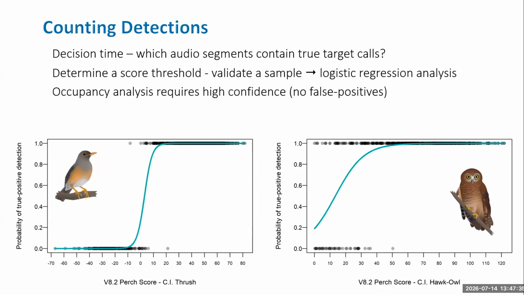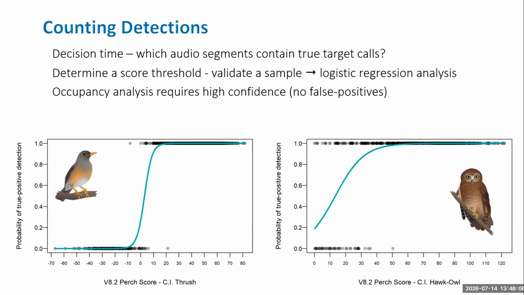And so we use this logistic regression approach to determine a score threshold. We want to chuck out all the segments that aren't our species and count how many detections of our species we've got. So you validate a sample of audio segments across a range of scores, do a logistic regression, that gives you curves like this. And the one on the left is the classifier for the thrush. And ideally you want it to look like this.